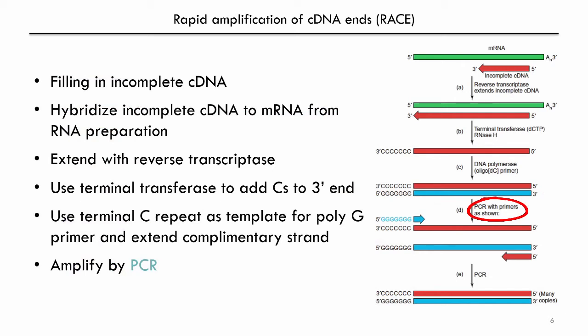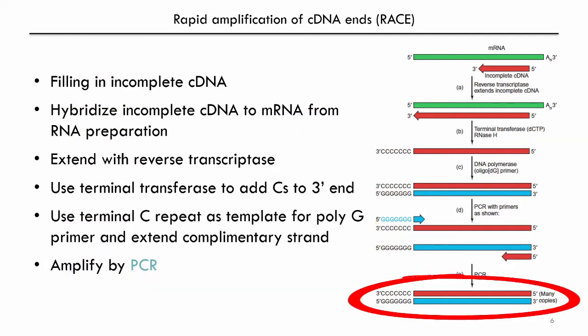For PCR, you need two primers complementary to opposite strands of the template. In this case, your forward primer is the DNA oligonucleotide consisting of repeating G's. And here, the reverse primer is an oligonucleotide with a sequence complementary to the 3' end of the mRNA, which you ought to know from sequencing your original clone, which included the incomplete cDNA. PCR can produce many copies of the cDNA that you can then clone.